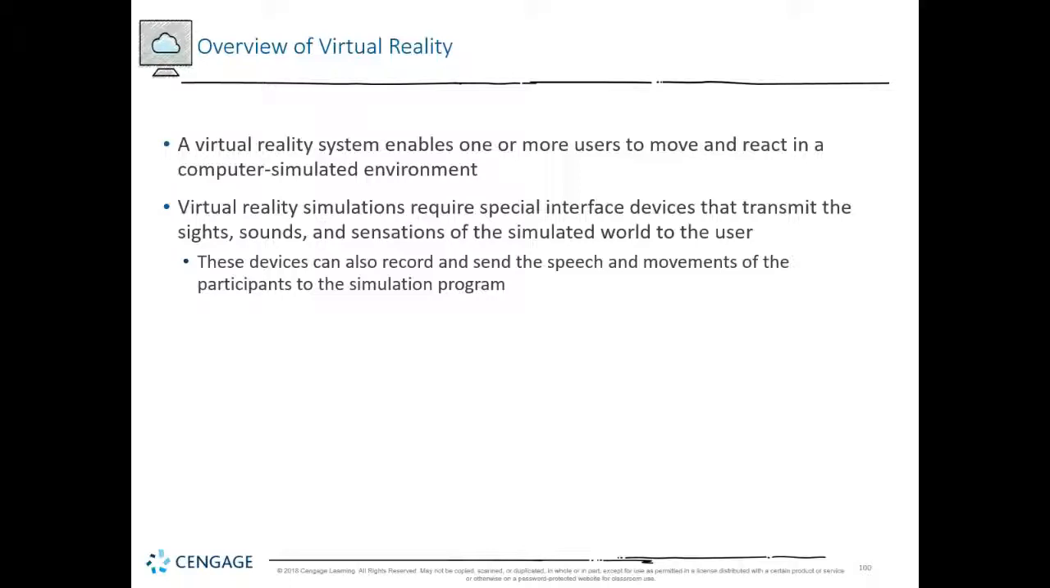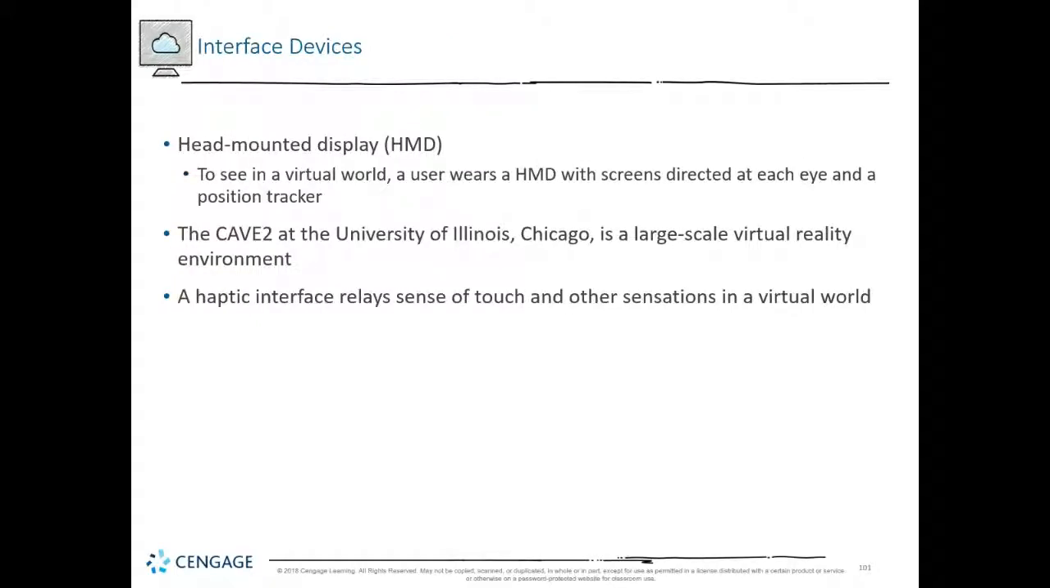Overview of virtual reality. A virtual reality system enables one or more users to move and react in a computer-simulated environment. Virtual reality requires special interface devices that transmit the sight, sound, and sensations of the simulated world to the user. These devices can also record and send the speech and movements of the participants to the simulation program.